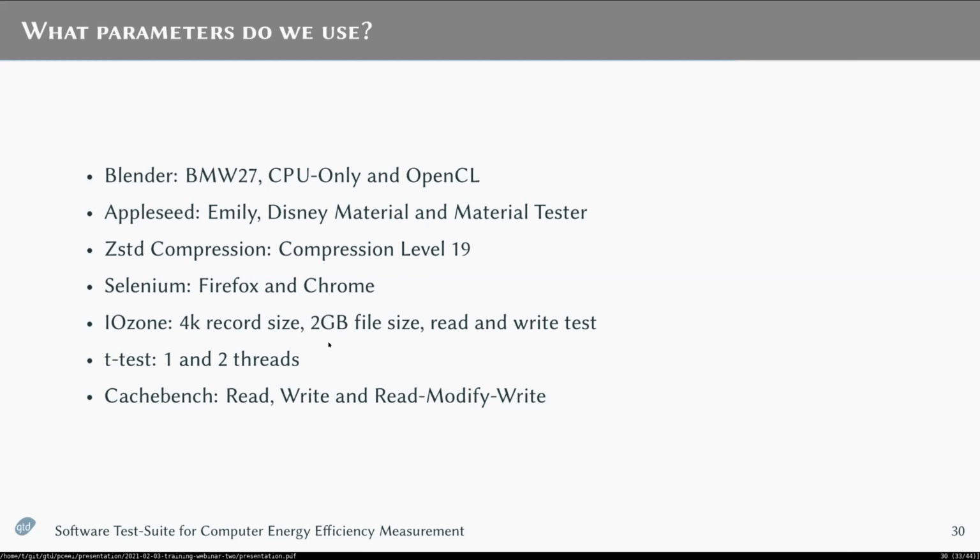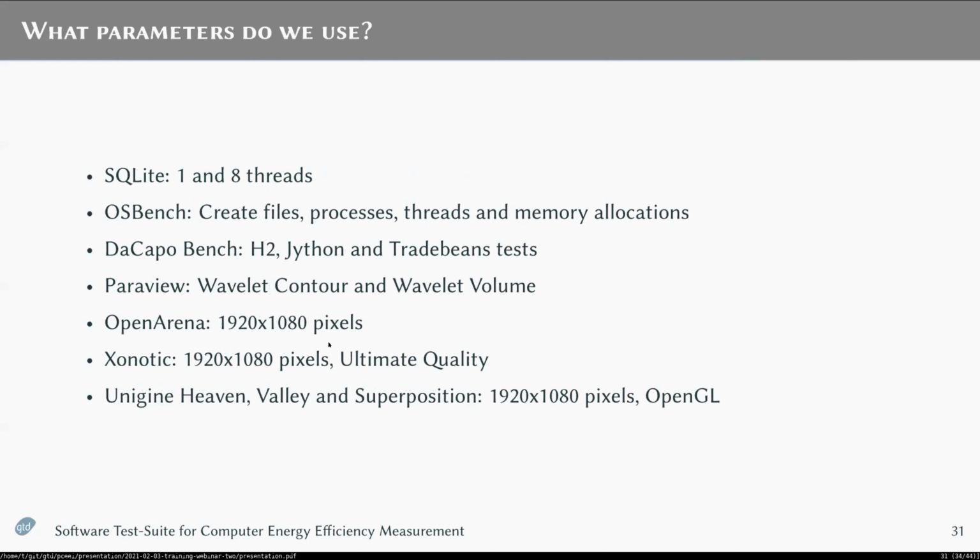For IOzone, we use 4 kilobyte records with a 2 gigabyte file size, and we do read and write tests. For t-test, we have a test run with 1 thread and 1 test run with 2 threads. For CacheBench, we use all available options: read, write, and read-modify-write. For SQLite, we have one run with 1 thread and one run with 8 threads. For OSBench, we have selected the create files, processes, threads, and memory allocation tests. For the DaCapo benchmark, we use the H2, JSON, and the tradebeans tests.